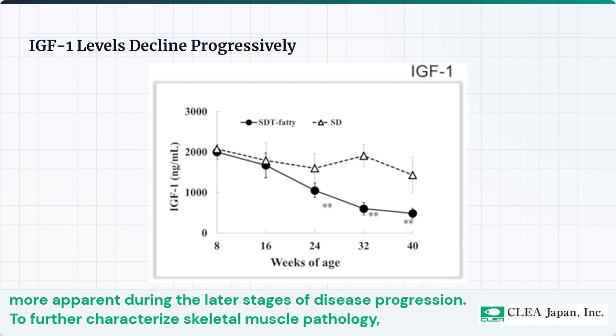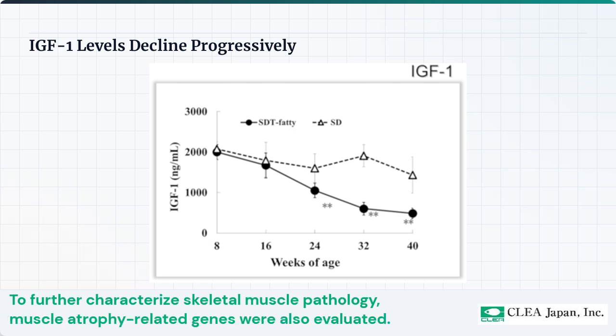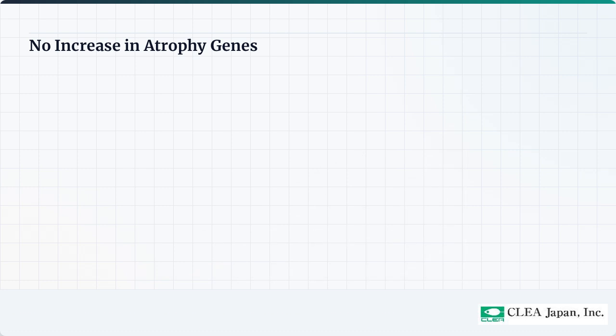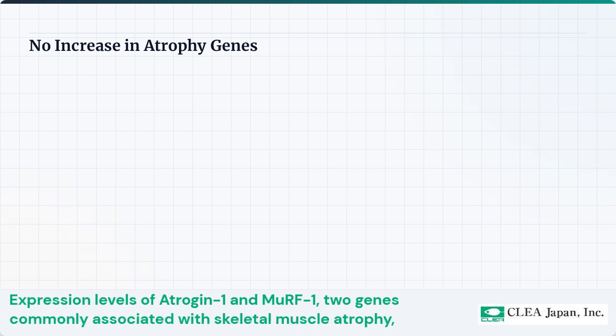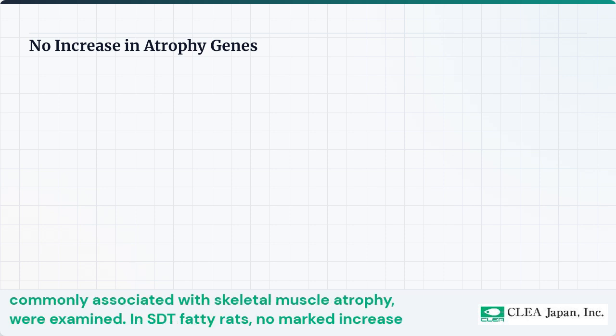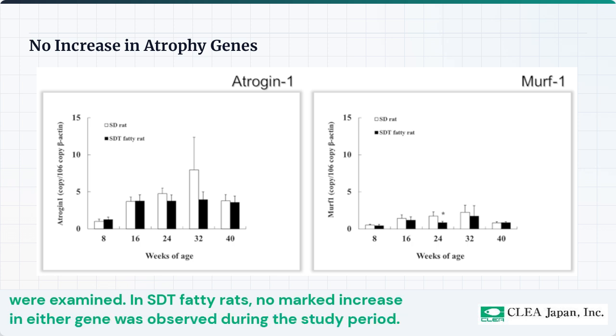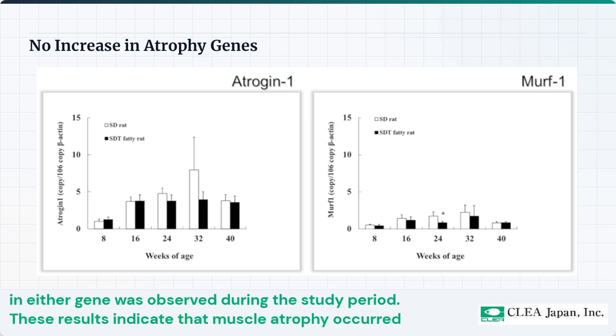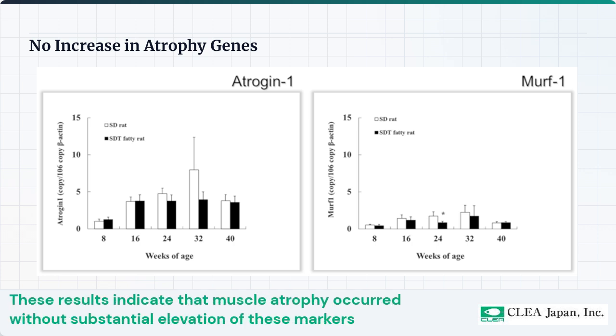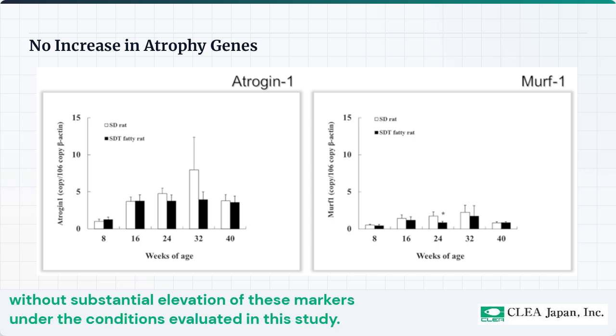To further characterize skeletal muscle pathology, muscle atrophy-related genes were also evaluated. Expression levels of atrogin-1 and MuRF1, two genes commonly associated with skeletal muscle atrophy, were examined. In SDT fatty rats, no marked increase in either gene was observed during the study period. These results indicate that muscle atrophy occurred without substantial elevation of these markers under the conditions evaluated in this study.